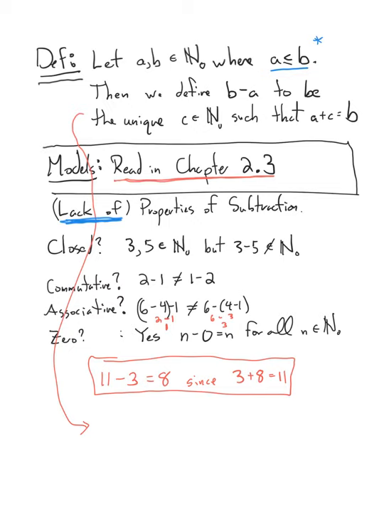But it does have the property of 0. Any number minus 0 is itself. So at least we have that property.